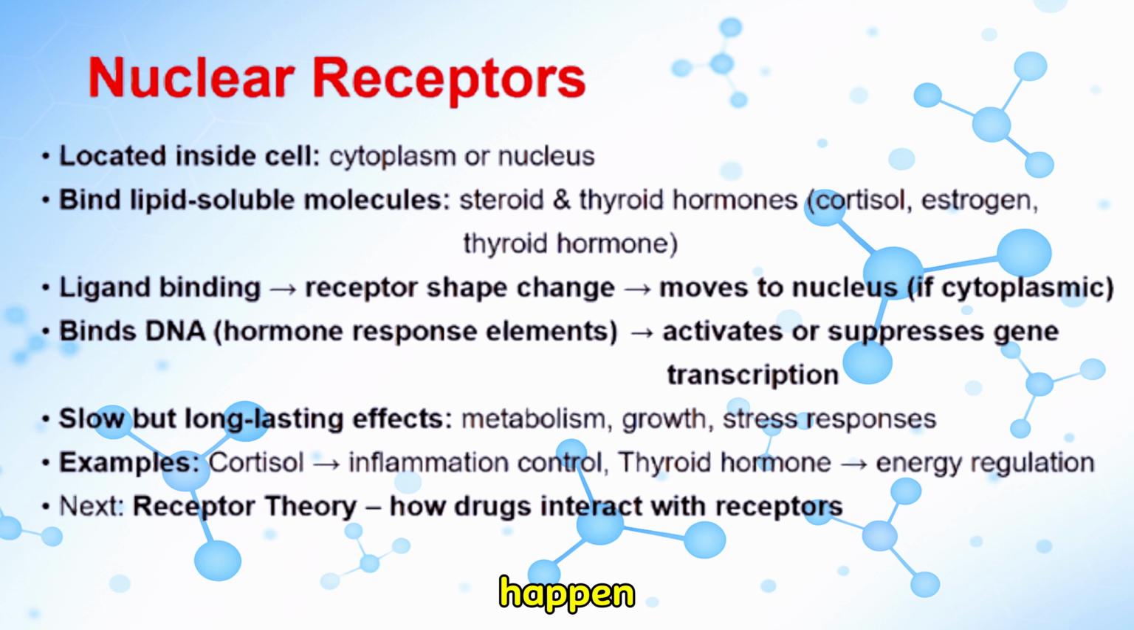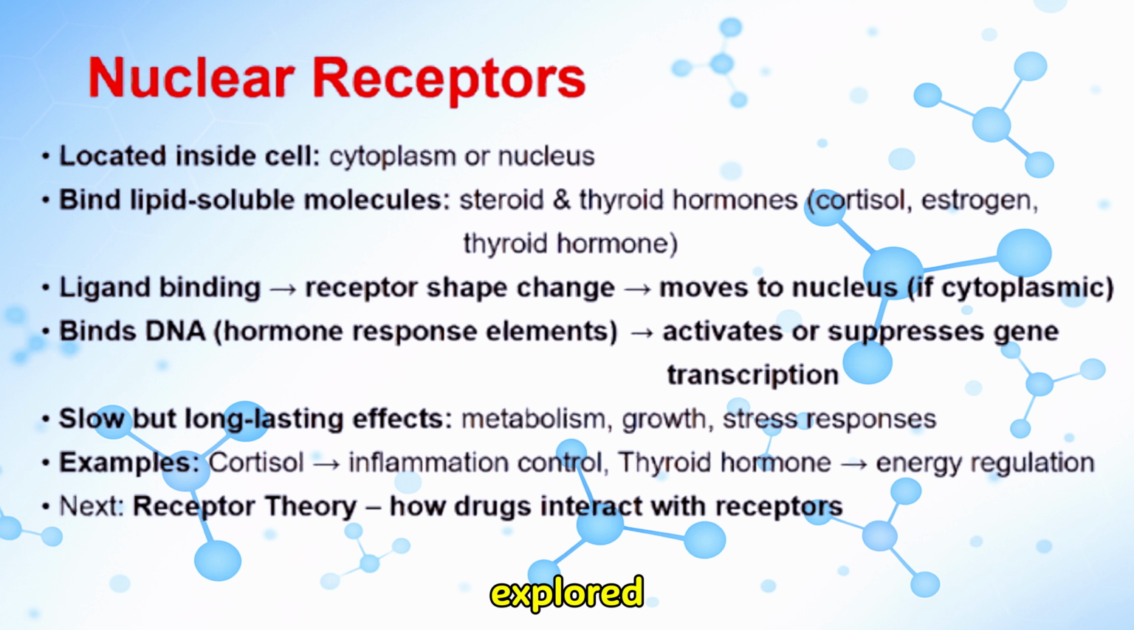These changes happen more slowly than with membrane receptors, but they often lead to long-term effects, such as regulating metabolism, growth, or stress responses. Example, cortisol affects genes that control inflammation and immune function. Another example, thyroid hormones increase the production of proteins that regulate energy use in cells.